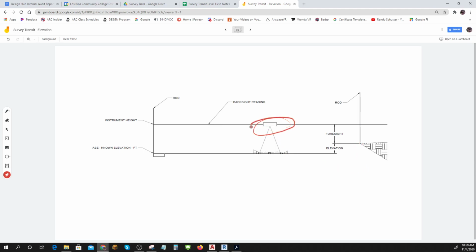I've got an instrument. This time I'm going to draw it in. I've got an instrument that I know how high it is from my 000 point for the project. I know that height. It's called the HI, height of the instrument. And I get that with something called a backsight reading.